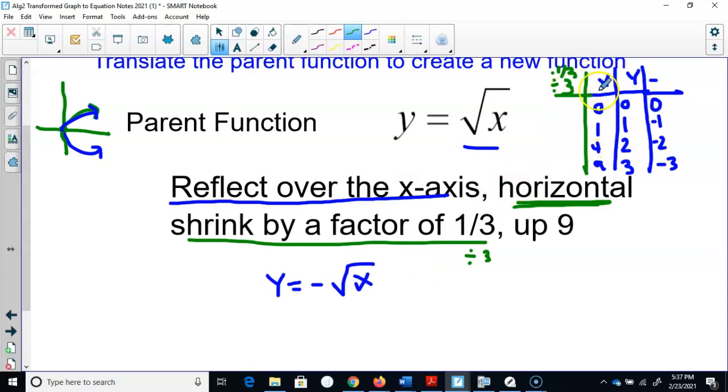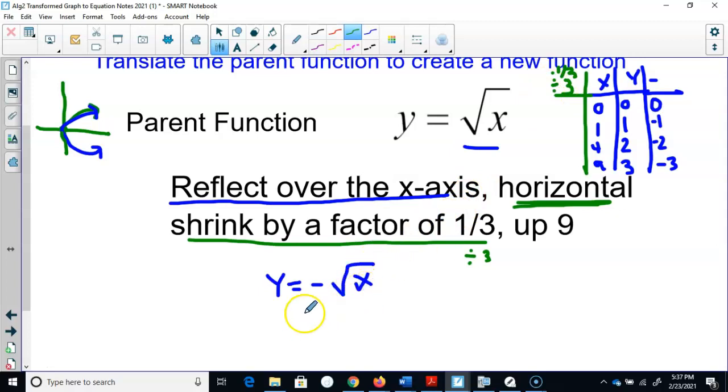Well, anything that happens to the x values means I need to do the opposite to the inside of the grouping symbol. Again, opposite to the inside of the grouping symbol. Well, what's the opposite of multiplying by 1/3? That would be multiplying by the reciprocal 3, or the opposite operation of dividing by 3 is multiplying by 3.